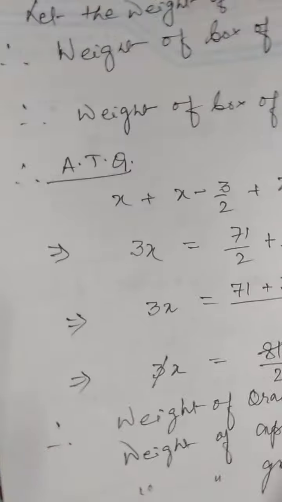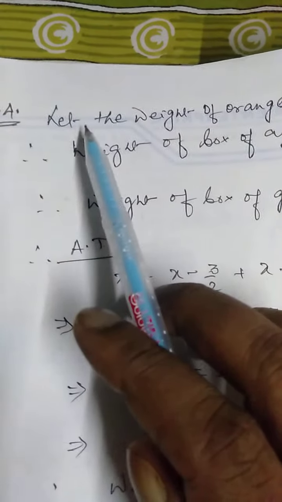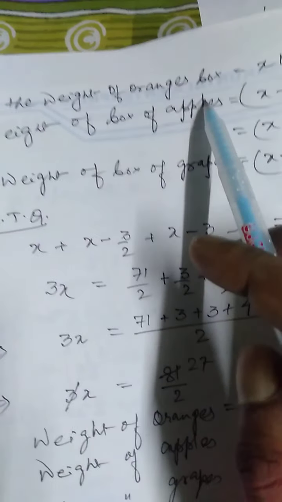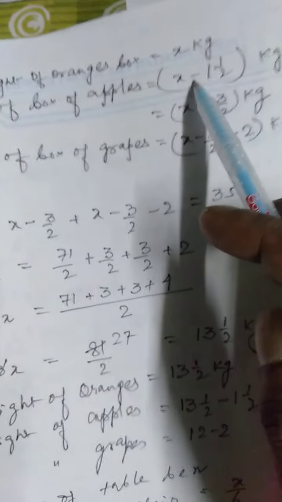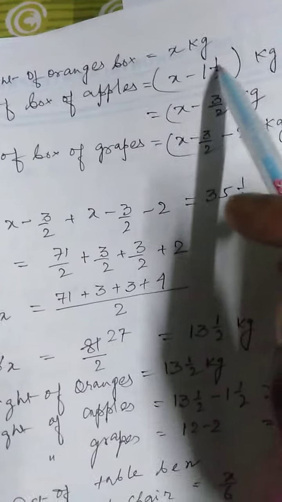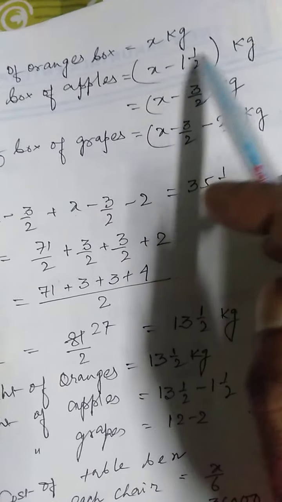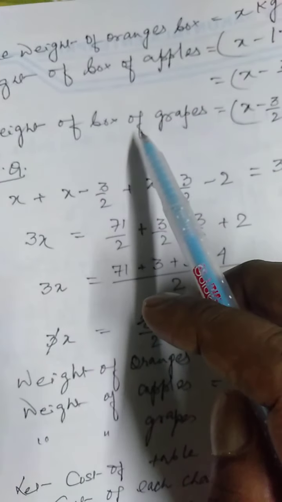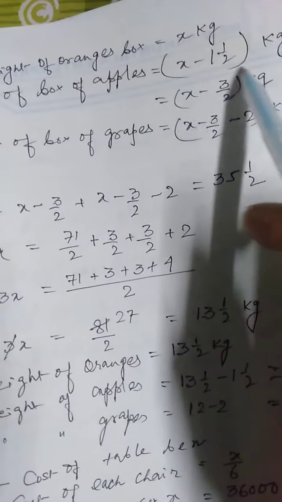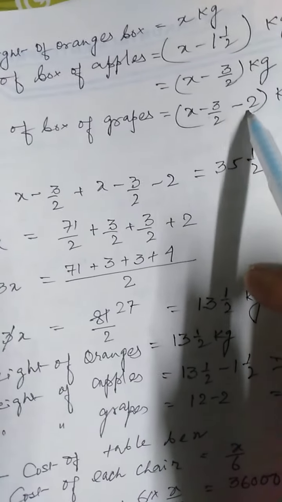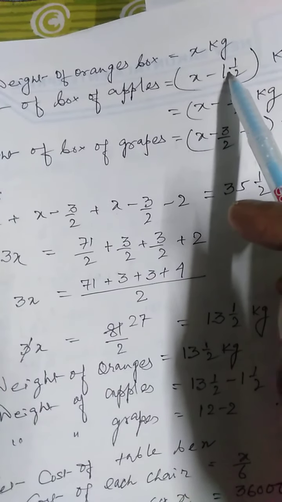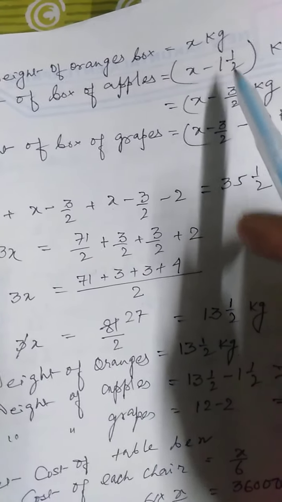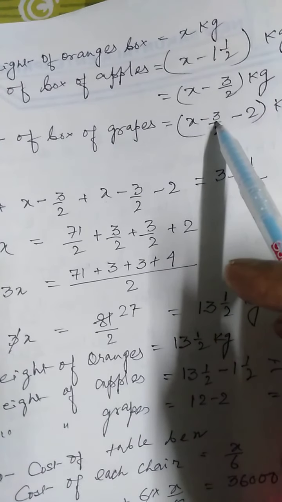So let us start this way. Let the weight of the orange box be x kg. Therefore what will be the weight of the box of apple? The box of apple is 1.5 kg less, so x minus 1.5, that is x minus 3 by 2 kg. Now the box of grape is 2 kg less than the box of apple, meaning x minus 3 by 2 minus 2. So this is the weight of the box of oranges, this is the weight of the box of apples, and this is the weight of the box of grapes.